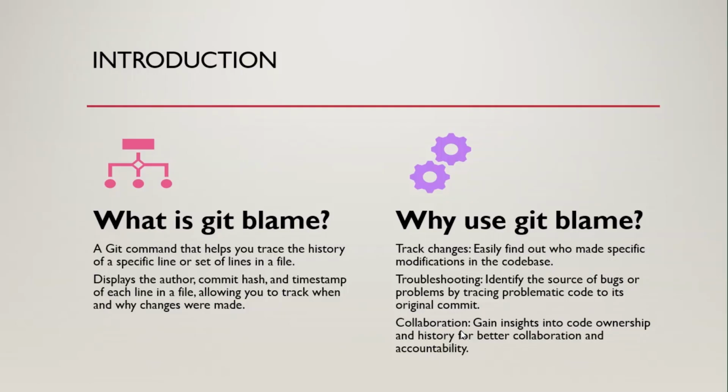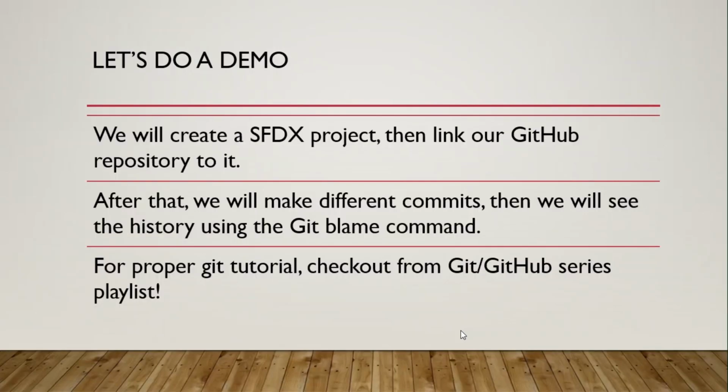So why should we use the git blame command? I've listed three main reasons here. Firstly, to track the changes. Secondly, it will help in troubleshooting, which will help in identifying the source of bugs or problems. And thirdly, it is for collaboration, which will help us gain insights about the code ownership and the history for better collaboration and accountability. So let's not waste any time and let's do a demo.